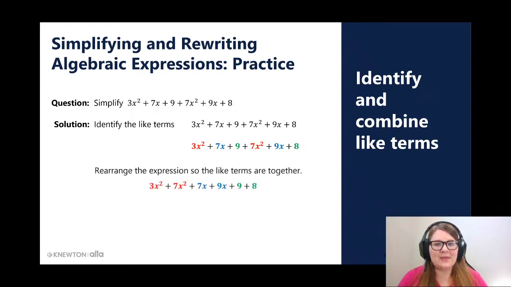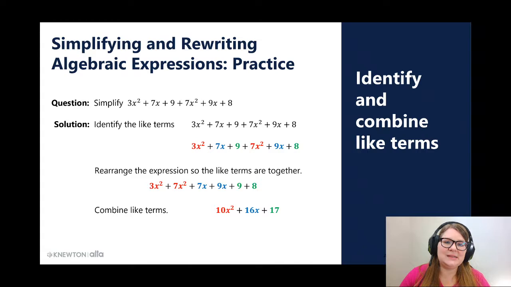So we have now 3x squared plus 7x squared plus 7x plus 9x plus 9 plus 8. 3 plus 7 is 10, so we have 10x squared. 7 plus 9 is 16, so we have 16x. And 9 plus 8 is 17. So our final answer for this is 10x squared plus 16x plus 17.